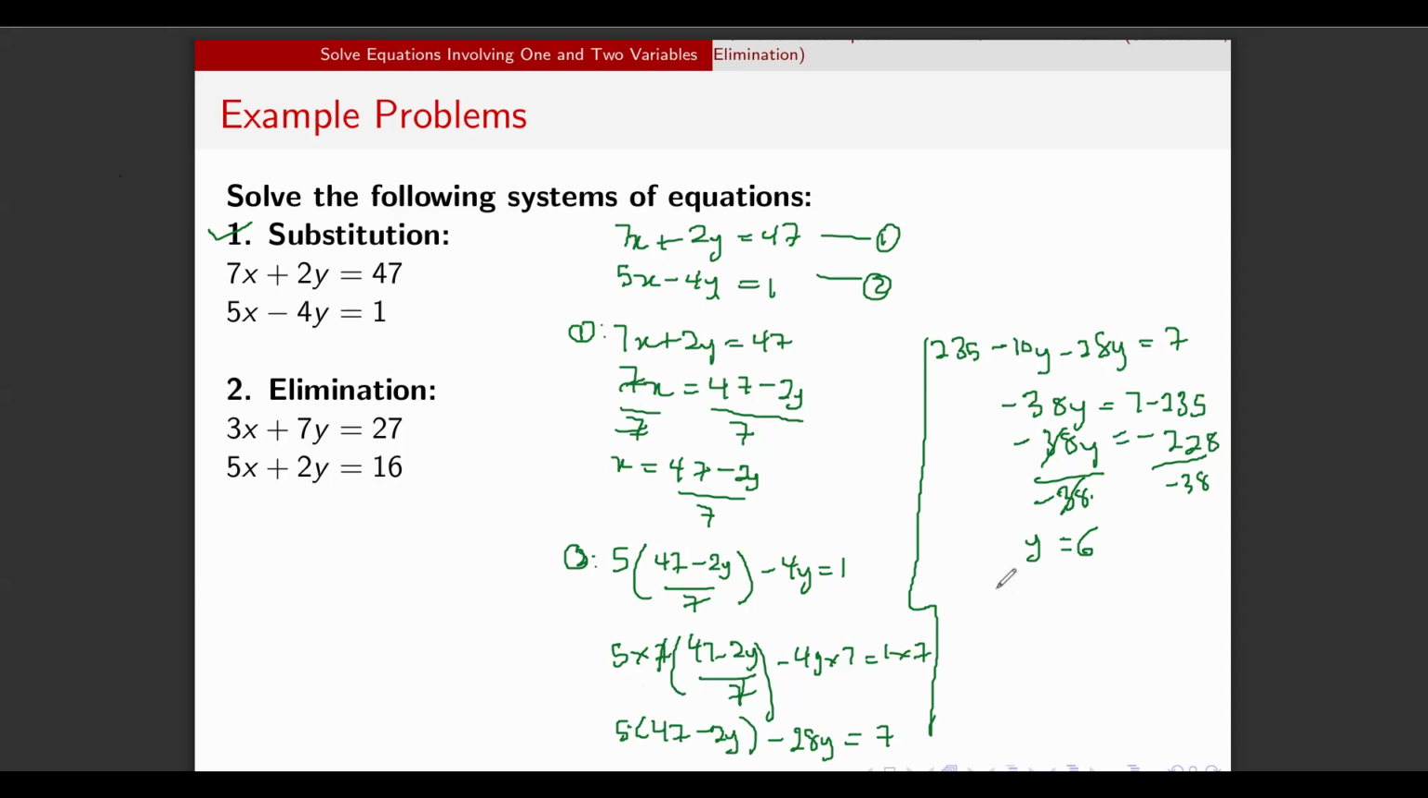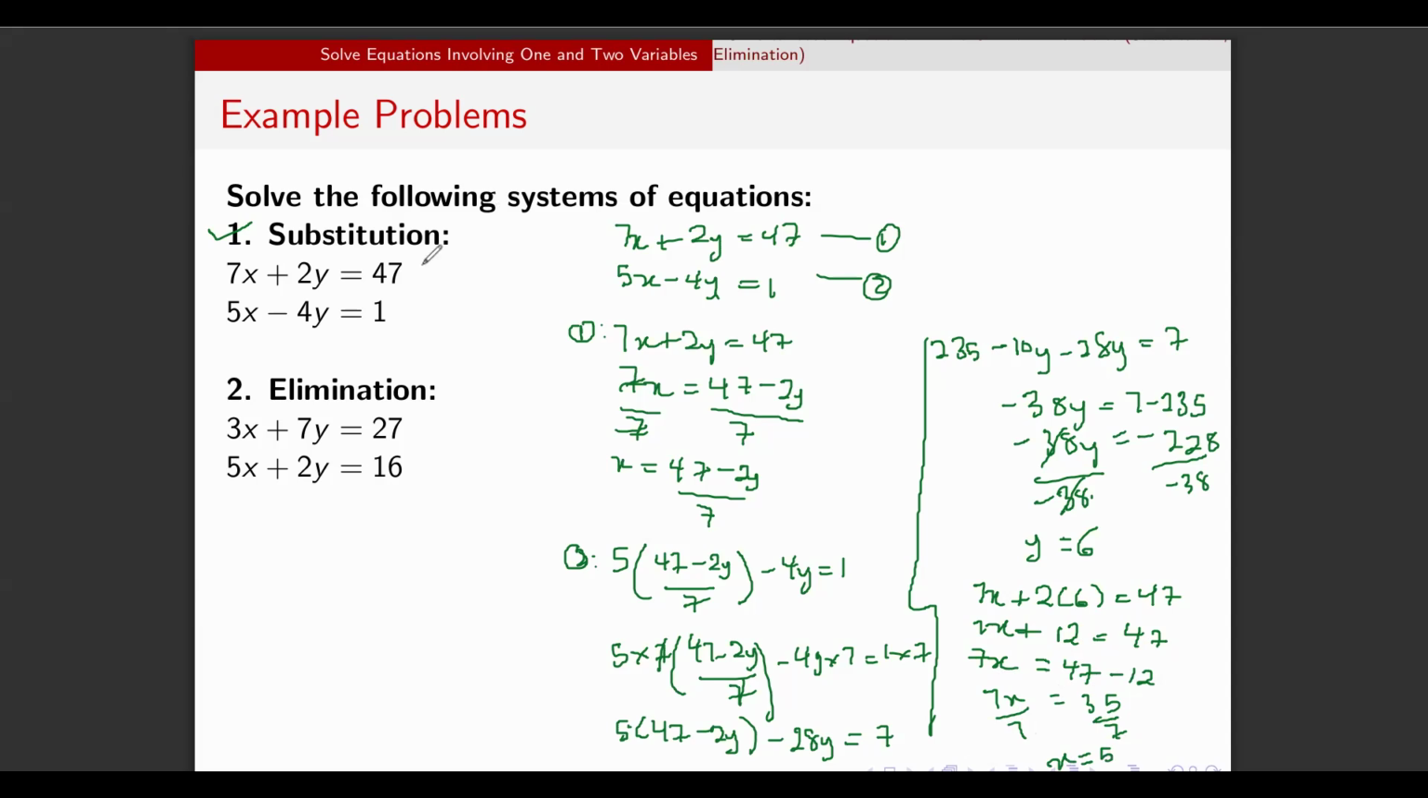Putting it in the first equation, I have 7x plus 2y, which is 6, equals 47. So then I have 7x plus 2 times 6 is 12, equals 47. Then I have 7x. The 12 moves to the other side to become negative. So it's equal to 47 minus 12. And that's giving me 35. So I have 7x being equal to 35. And then I divide both sides by 7 to get x being equal to 5.